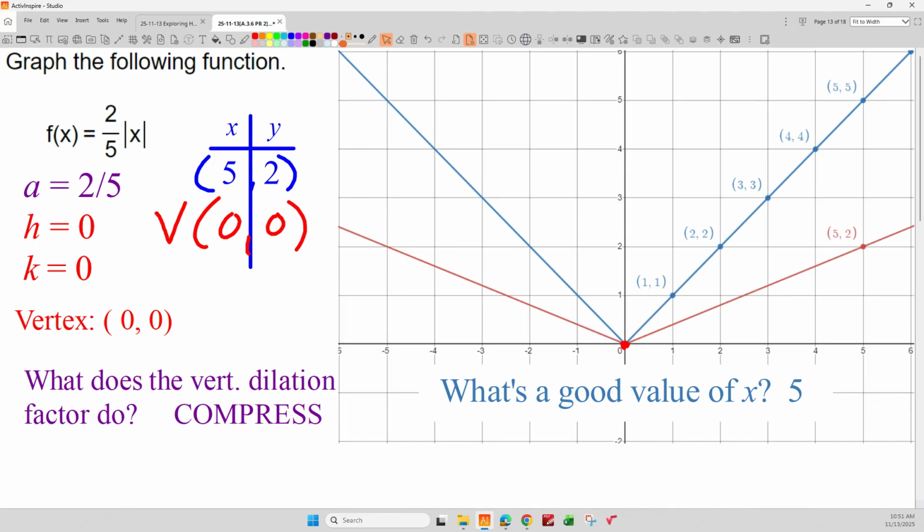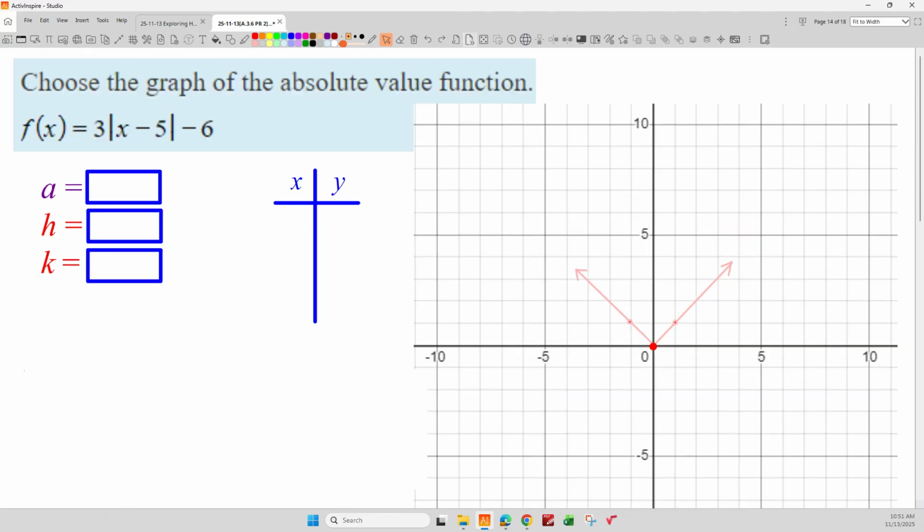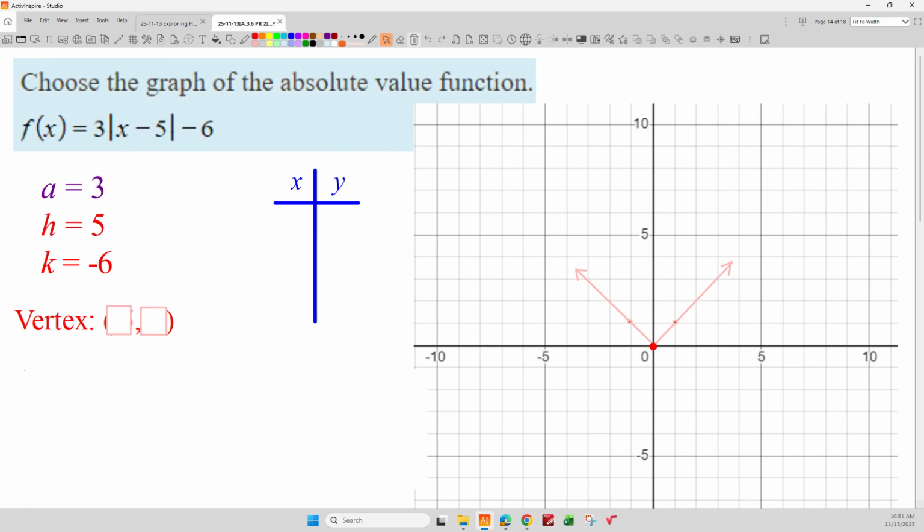Let's just practice this a little bit. Show me with your fingers, everybody, what's A? Okay, good. Like what I'm seeing. What's H? Okay. You've got to be a little creative here, but what's K? Okay, I like it. Negative, that's kind of hard to do. -6. Okay. And so the vertex is at 5, negative 6.